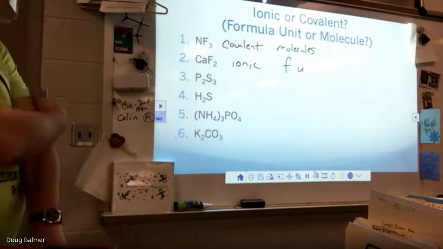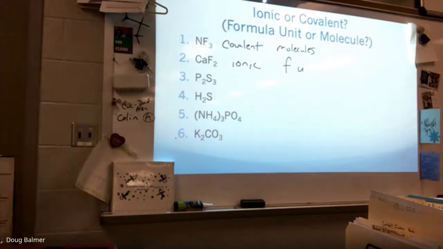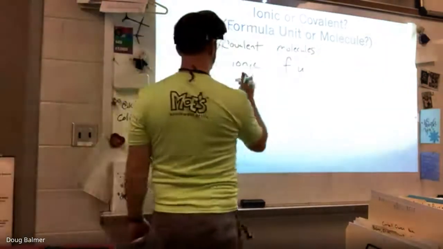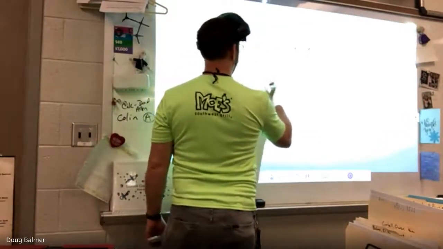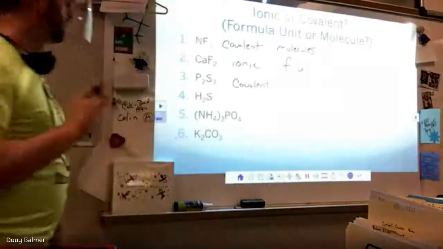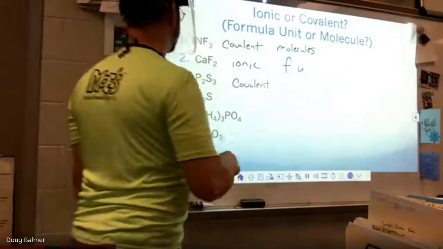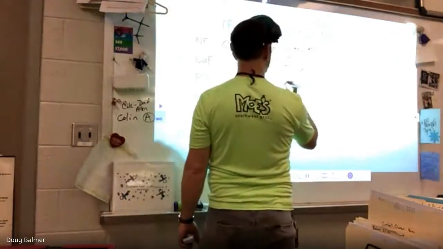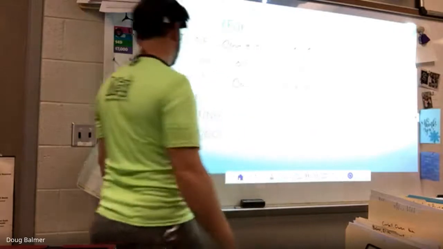All right, lab group 3. Number 3, P2S3. Covalent. It is covalent because P and S are on the same side. Made up of atoms, molecules or formula units? Team Lexi. Molecules. Good.